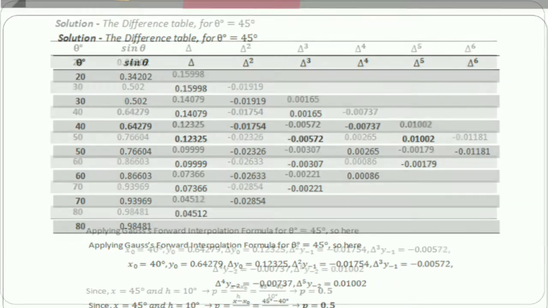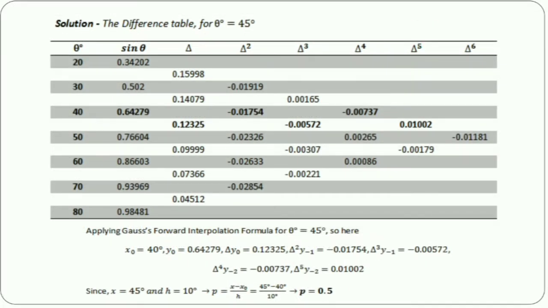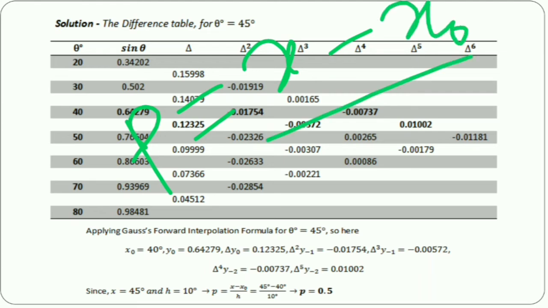Okay, now we have to calculate the p value according to the formula. What is p? P is x minus x naught by h, the same value whatever we have taken for Newton's method. Okay, what is x? That is given in the question. What is x naught? We have taken it as 40.